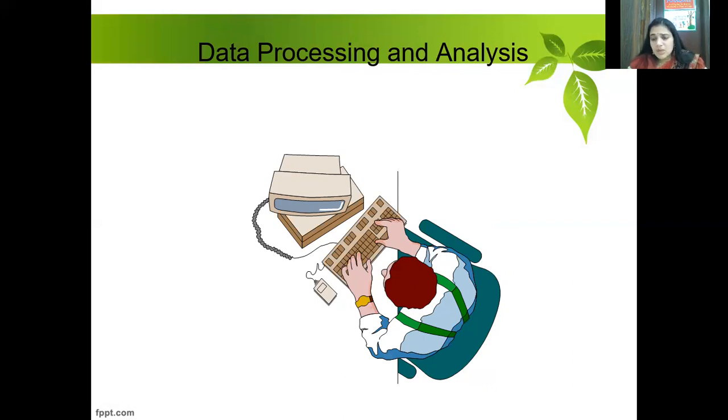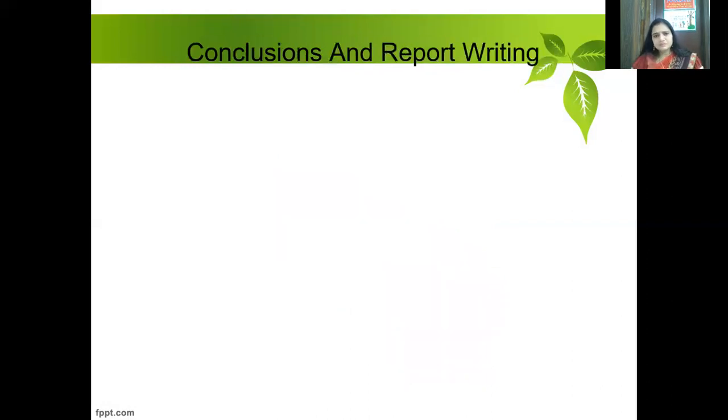It depends on what kind of findings you are looking for, what kind of analysis you want to do. It depends on that which kind of tool you will be using. But there are numerous tools available.